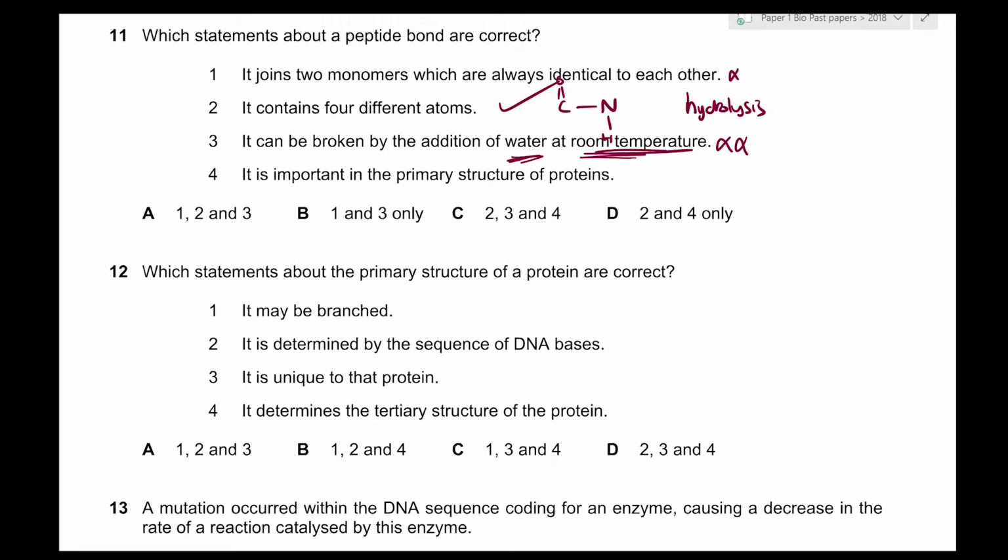Therefore, this is incorrect. For 4, it is important in the primary structure of proteins. Yes, the peptide bond is what actually binds the different arrangements of amino acids, forming the primary structure. Therefore, this is correct, and the correct answer is 2 and 4, which is D.